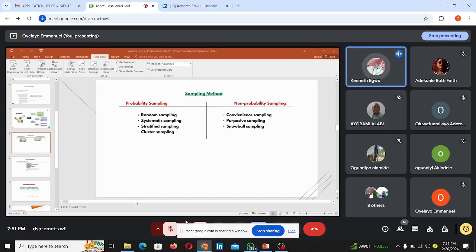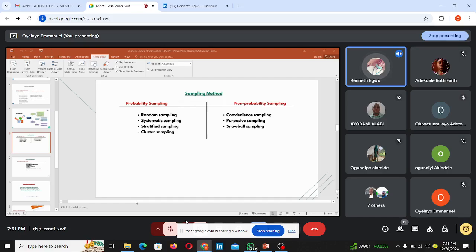So if you're conducting research on individual perception about community engagement on antimicrobial resistance, it might be difficult for us to reach the whole student body in Lautech. But we can select a particular group and then deduce our findings from them on the key parameters that we want to gain from our research.